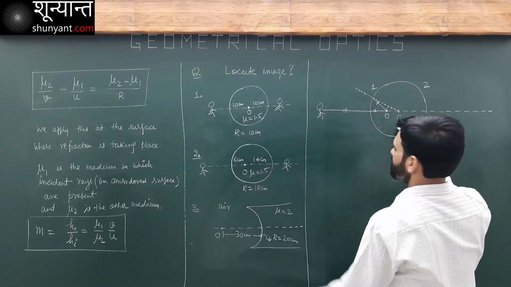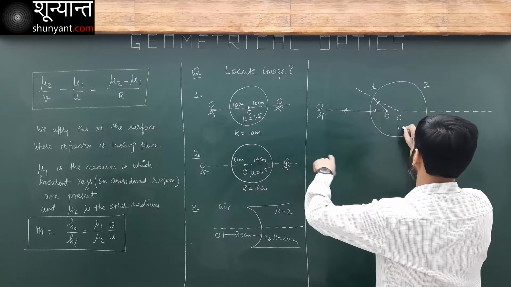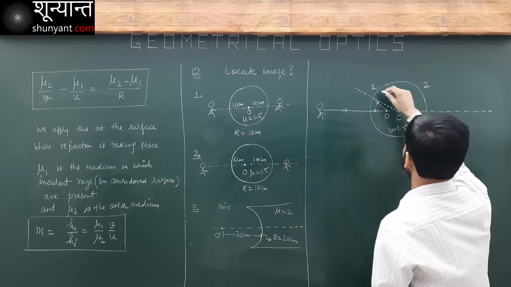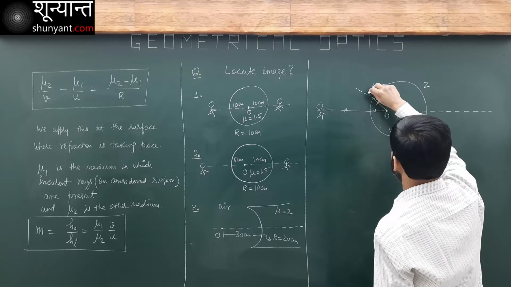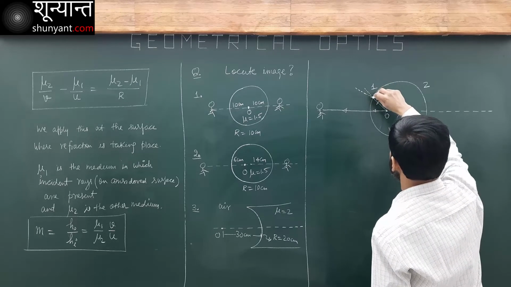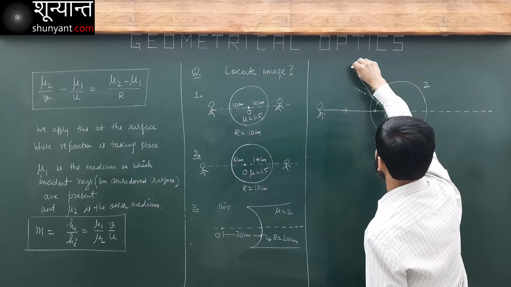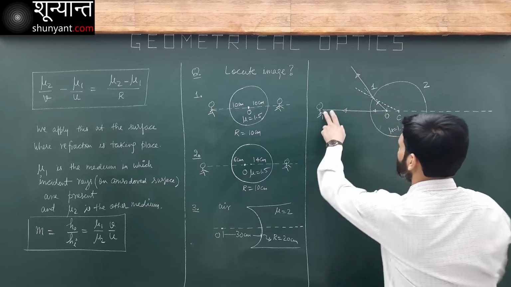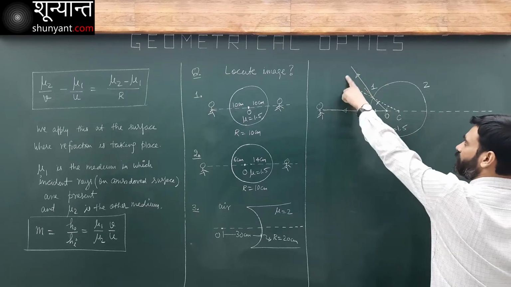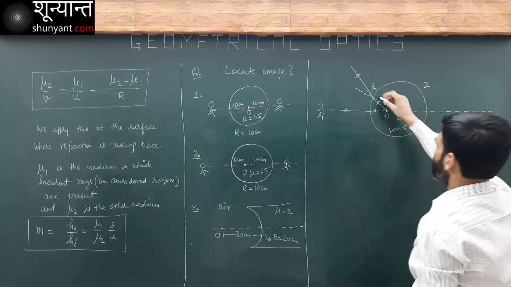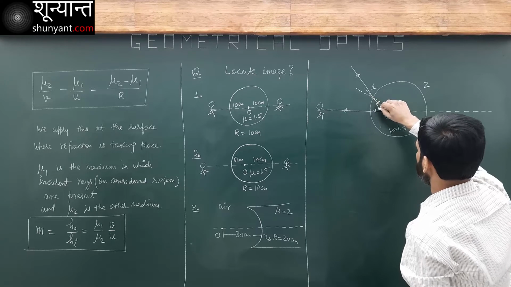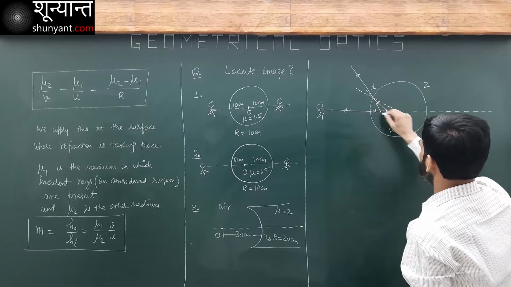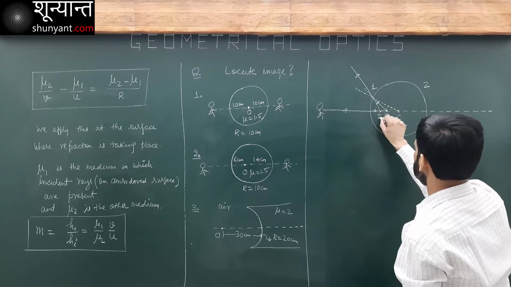Now this is a mu of 1.5, and it is going to bend away from normal because it is going to enter a rarer medium. It is going to bend like this. So this observer is going to receive these two lights. The observer will see that these two lights are coming from a point somewhere here. This becomes my approximate location for the image.